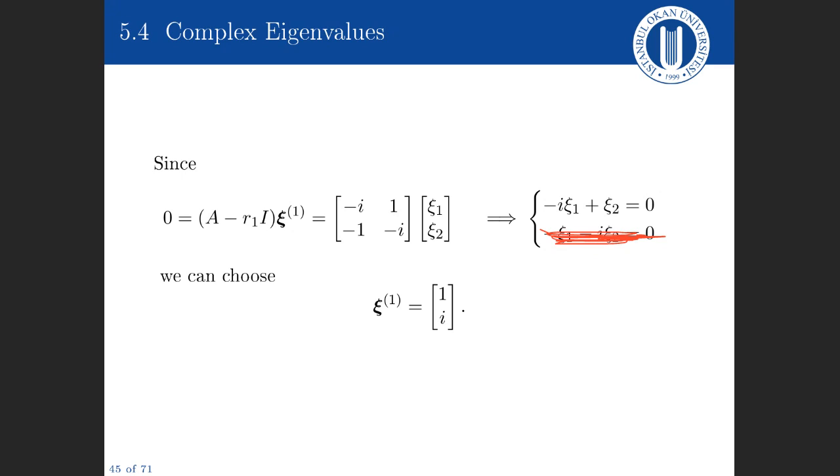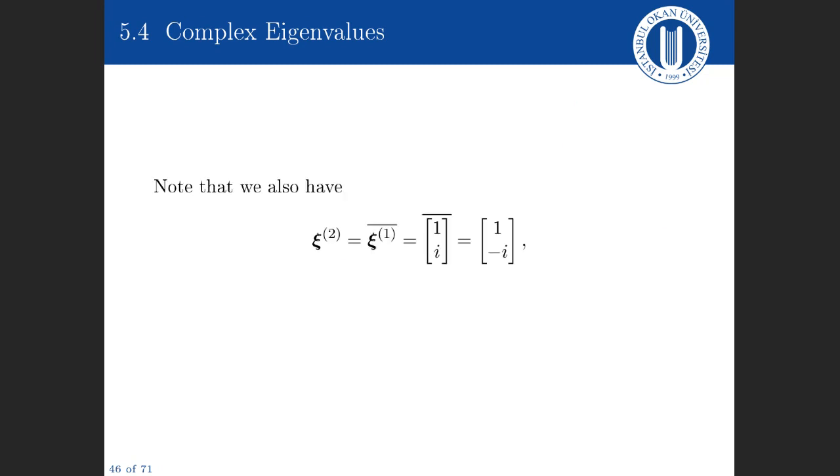We can use any vector which satisfies this equation. Again, I like easy numbers, so I'm going to choose one of these to be the number 1. I'm going to choose that xi1 is the number 1, and then to satisfy this equation, xi2 must be i. So I'm going to use the eigenvector (1, i).